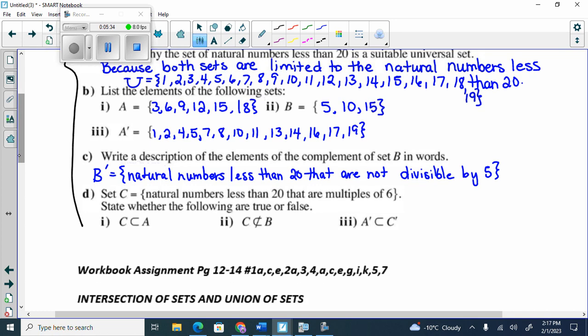Set C are the natural numbers less than 20 that are multiples of 6. So we can state all the ones that are multiples of 6. So C would equal 6, 12, and 18.